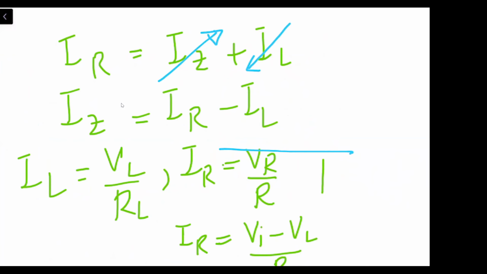Because when IL decreases, the increase will be taken by IZ, right? And this means the output voltage Vz or VL will be constant, and the increase or decrease in the current will be taken by the zener diode. Are you with me? Yes, sir.